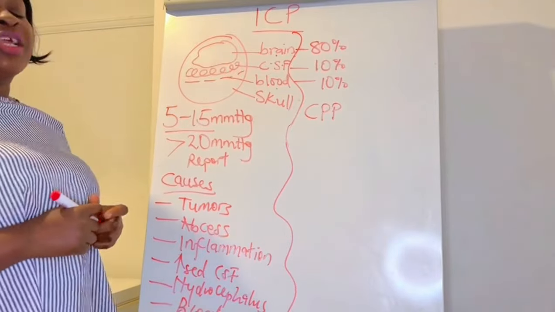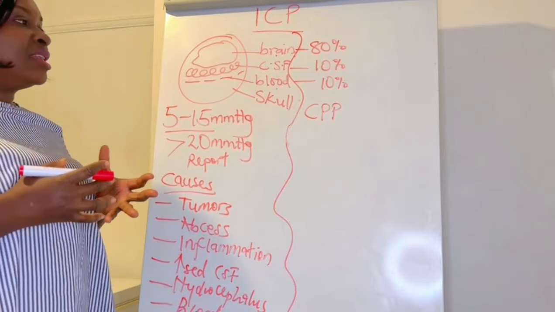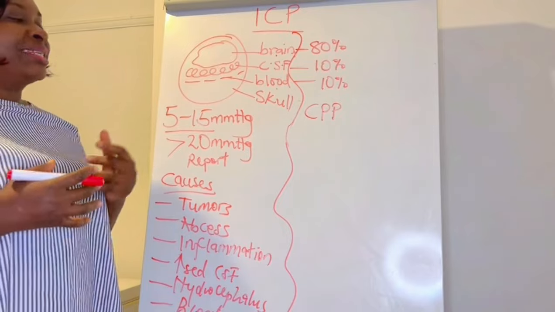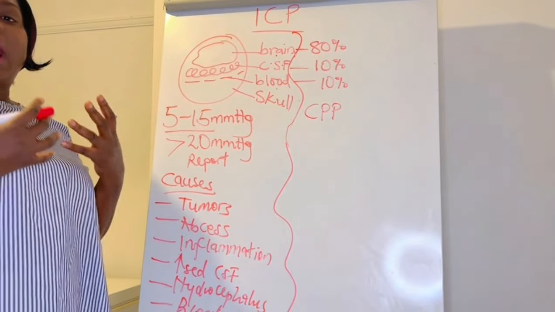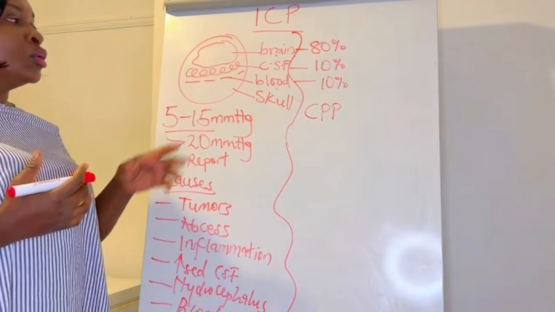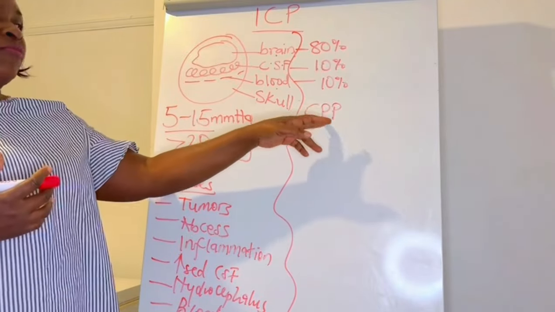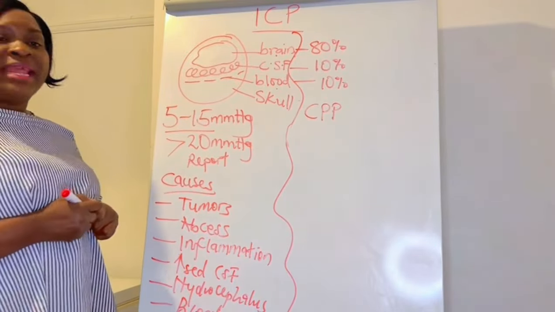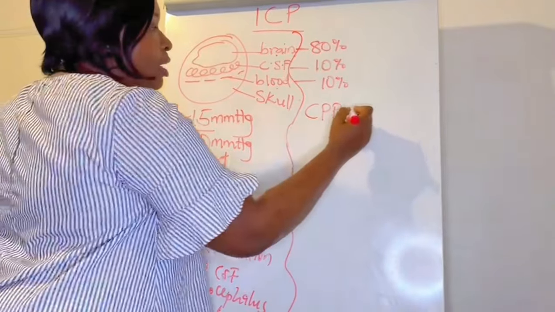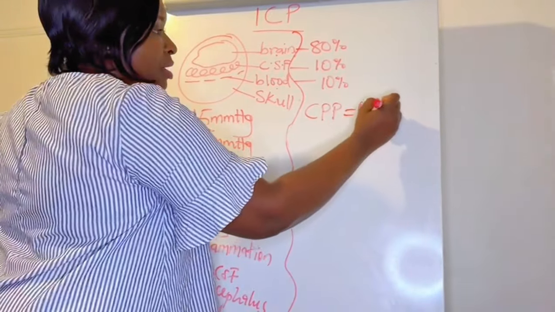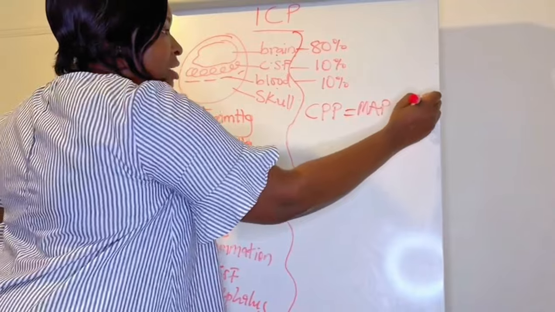Cerebral perfusion pressure is the amount of pressure available for the cranium. That's showing you the amount of blood flow to the cranium. That's your cerebral perfusion pressure. And medically, we calculate this as MAP minus ICP.